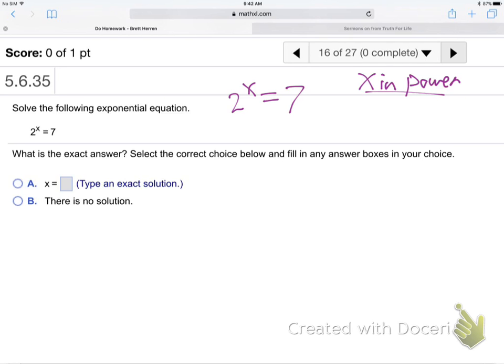So what do you do? Divide by 2 is not going to work. That's not 2 times x. It's 2 to the x. You see the difficulty? It's kind of weird that x is in the power zone. It's kind of difficult to deal with. What do we do?